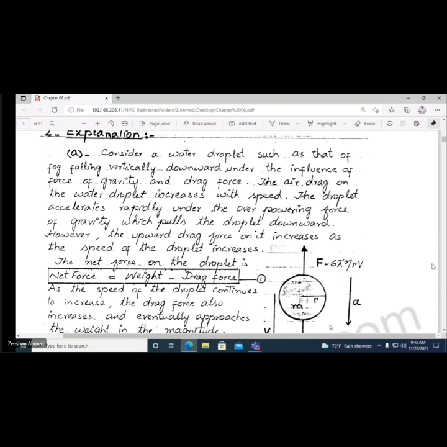The droplet accelerates rapidly under the overpowering force of gravity, which pulls the droplet downward. However, the upward drag force on it increases as the speed of the droplet increases.